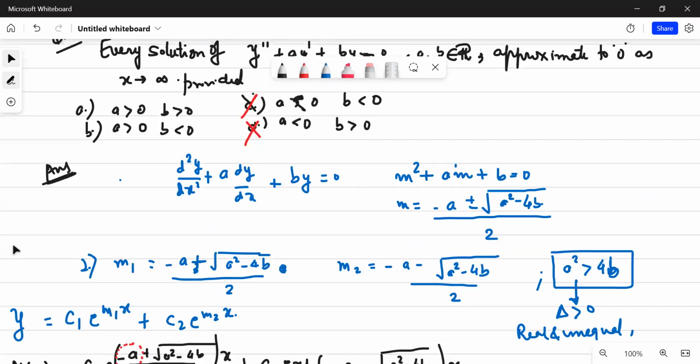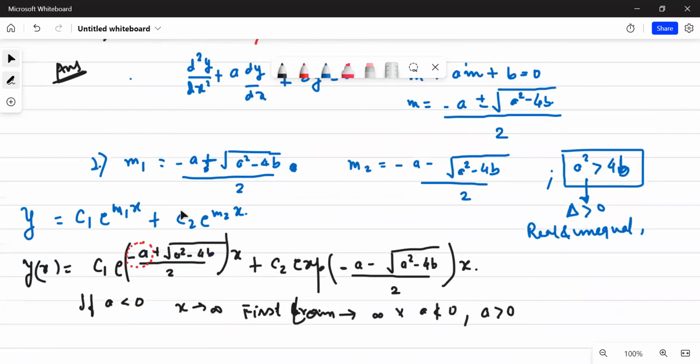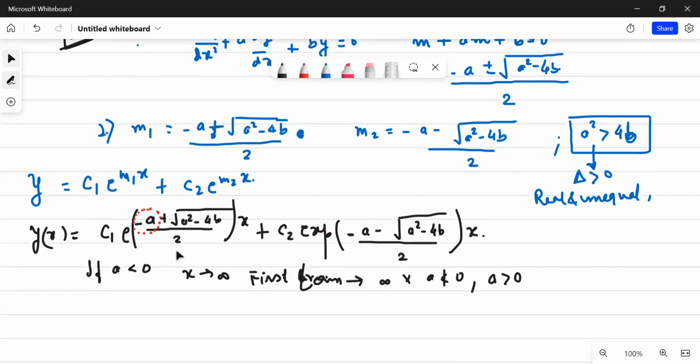Because if a is less than 0, then this will become positive. Tending to infinity, this will go towards infinity. Whatever may be the fate of this thing, because it is an exponential, it will be only positive value, right? Either it is 0 or positive, like 0 only if your x tends to infinity and this is a negative term. Only in that case I'm saying.